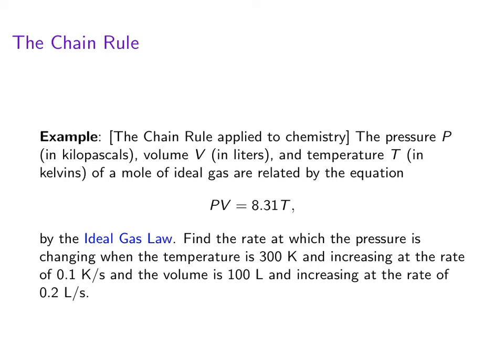What we're going to do is find the rate at which the pressure is changing when the temperature is 300 Kelvin and the temperature is increasing at the rate of 0.1 Kelvin per second. We'll say that the volume is 100 liters and increasing at the rate of 0.2 liters per second. So the temperature is increasing, that causes the pressure to go up, but the volume is also increasing, that causes the pressure to go down. So we'll see what happens in the end.